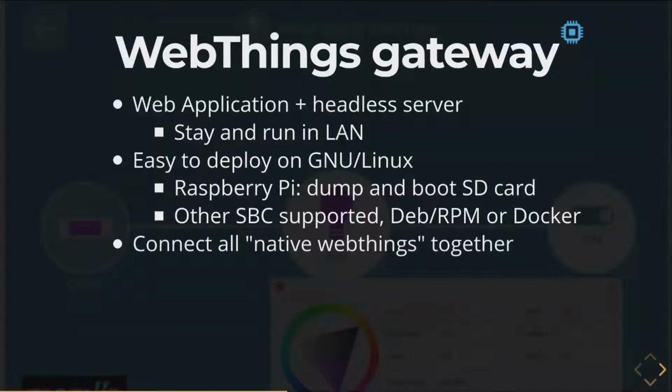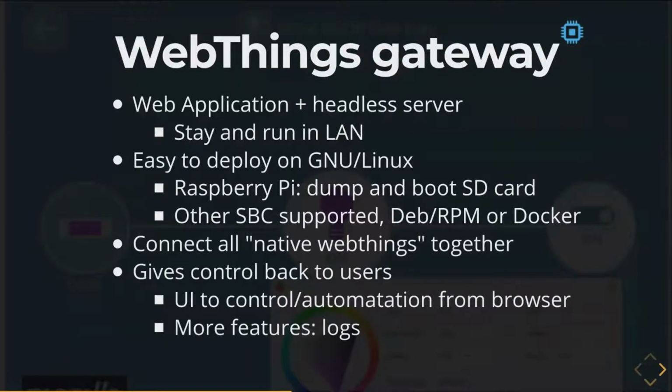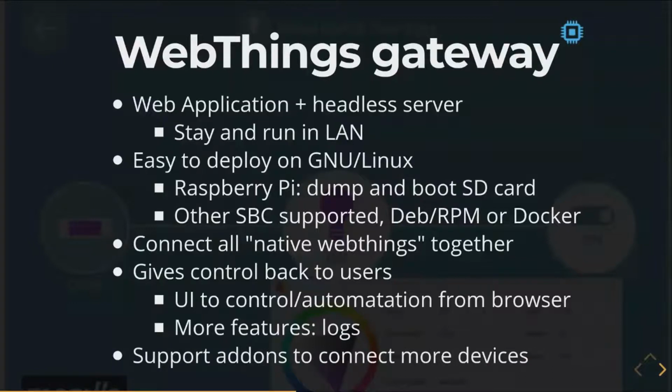So the WebThing gateway is trying to connect all the WebThings together. We have a kind of star architecture. The gateway is at the center of the star, and all the devices are each on a branch. To make it useful for the user, we are providing a user interface where people can just turn devices on and off, and also do some basic automation and log what is going on inside your home if you want to analyze it later. But it doesn't stop here, because it has been designed to be extensible. It supports add-ons for a lot of other devices or online services.